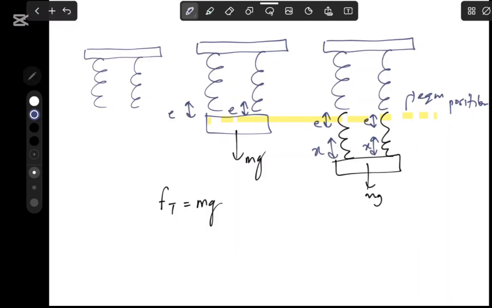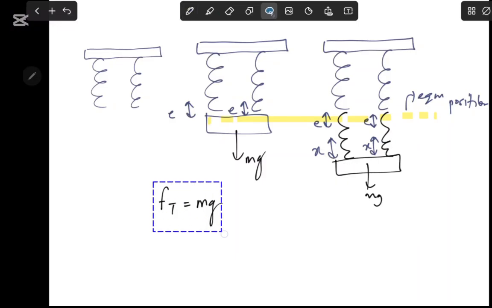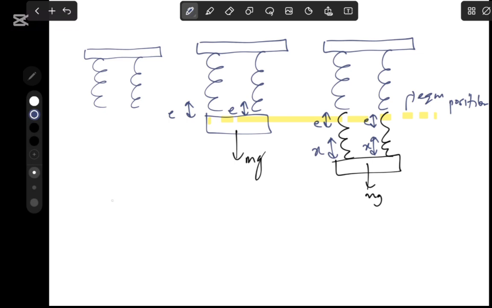Okay, so now I'll tell you why the formula of the time period had the K total. Here I have my spring 1, my spring 2, and I'm going to put a mass on them. They're going to extend a little bit, and both of them will have the same extension.